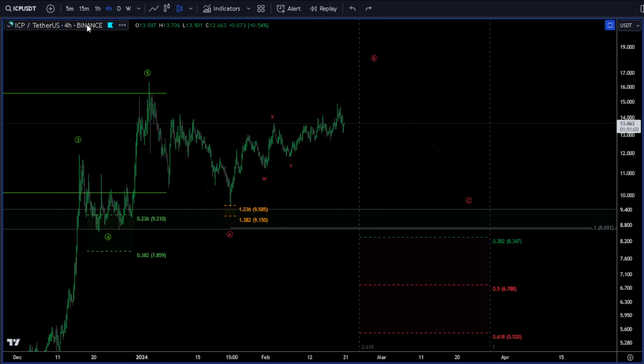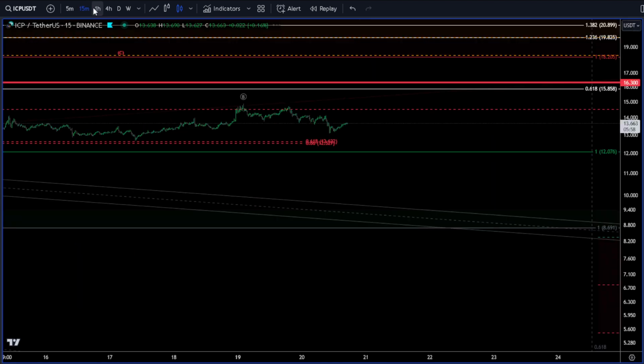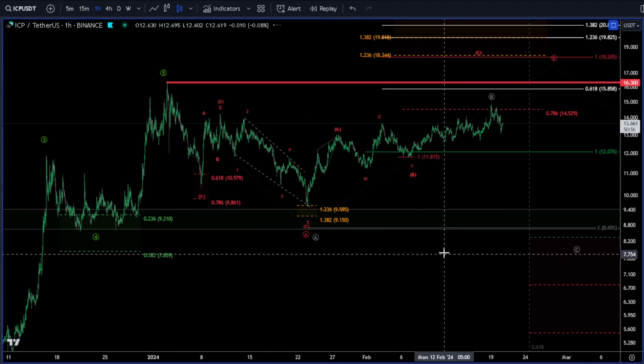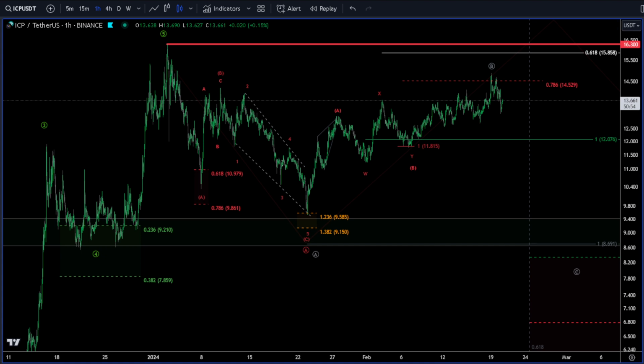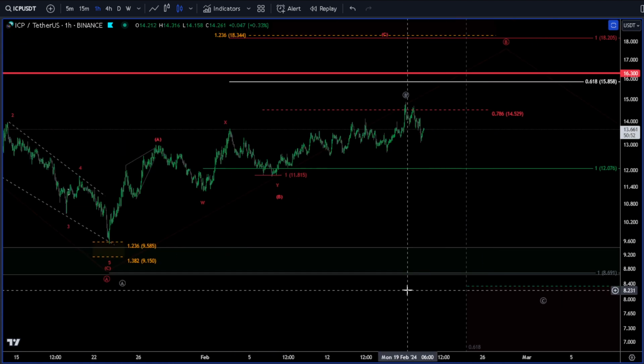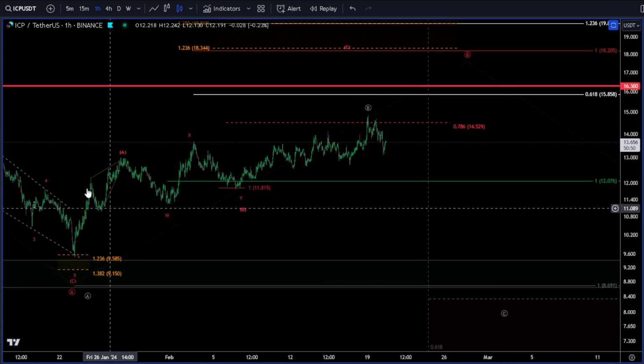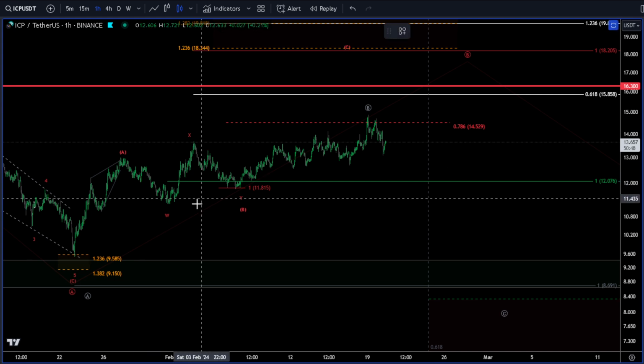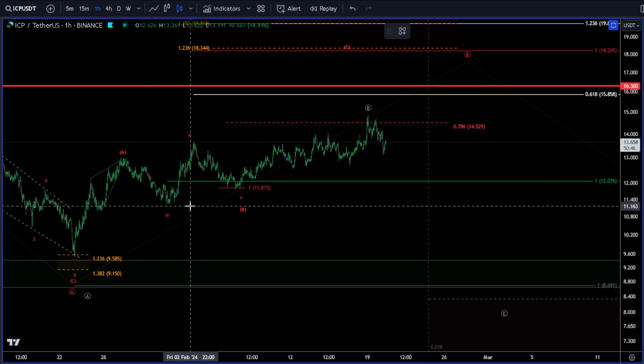Now, my primary is we make that B, but that's if we fail here. That's what I would be looking for. Now, if we keep moving to the upside, I left the labeling as is. I just wanted to show you the possibilities, and they all count, which makes it very difficult to have a primary here.